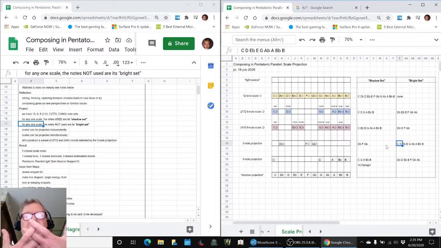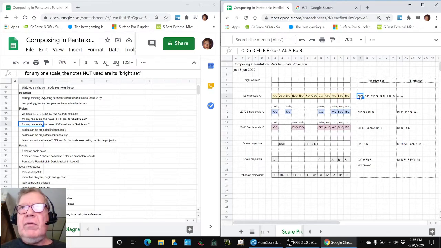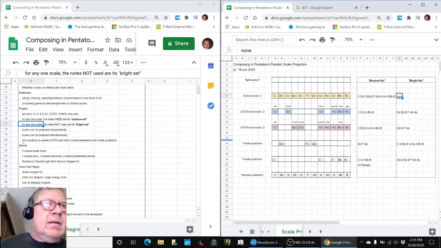In any scale, it's going to be 12 notes or less. In fact, we actually use one up here: the 12-note scale, where everything is a shadow and there are no bright notes whatsoever. So cool, we kind of got our terminology.